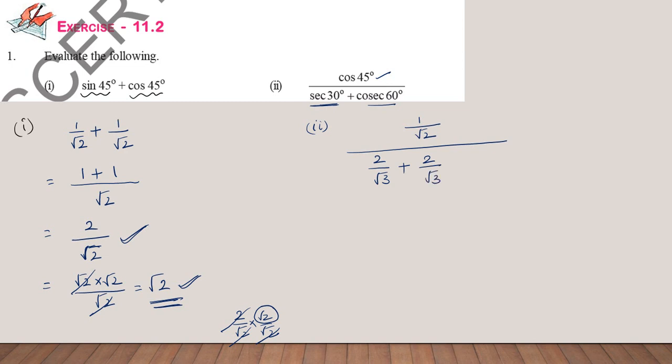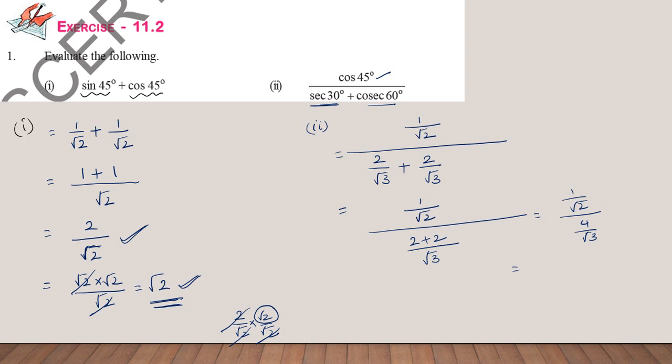The only thing for these types of questions is that you should know the values. Without knowing the values you cannot do anything. So from this, the numerator is 1 by root 2 as it is. In the denominator, root 3 is the LCM, so you can directly add 2 plus 2. So from this, what I am going to get? 1 by root 2 as it is by 4 by root 3.